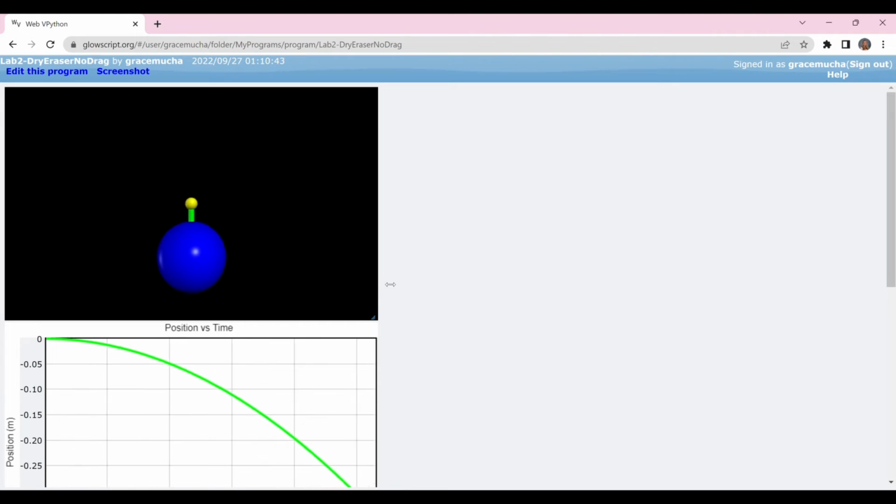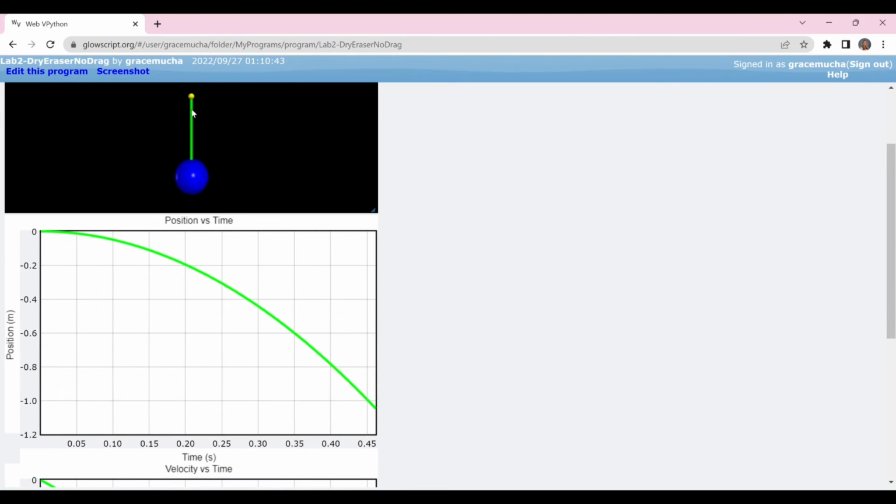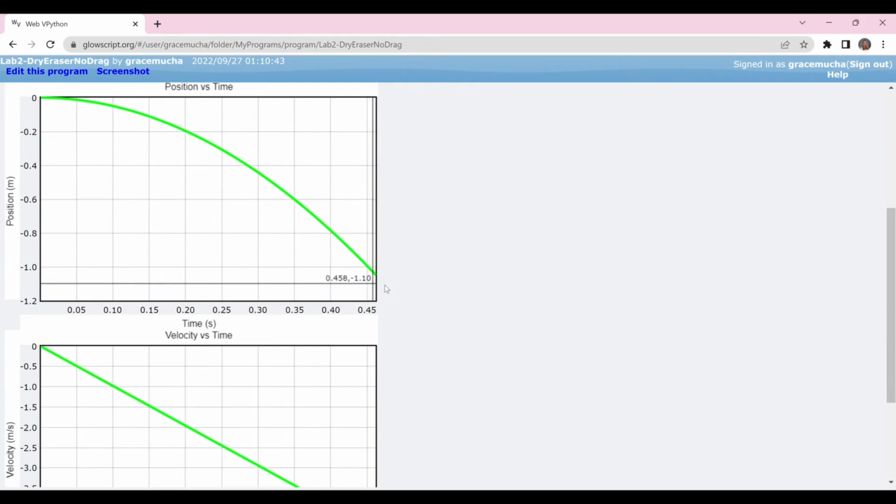When you run the model, the force acting down on the object is the force of gravity, which is constant. The position versus time graph is seen here in the negative y direction, but it's not a straight line because the net force isn't equal to 0, so velocity is not constant.